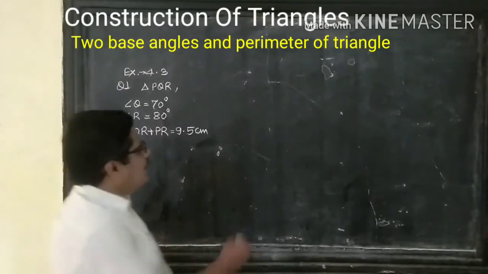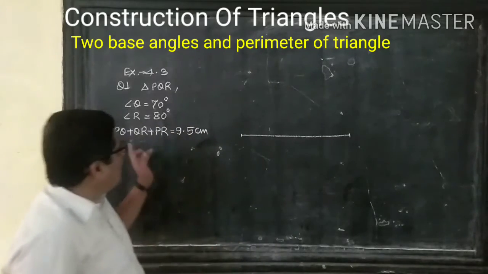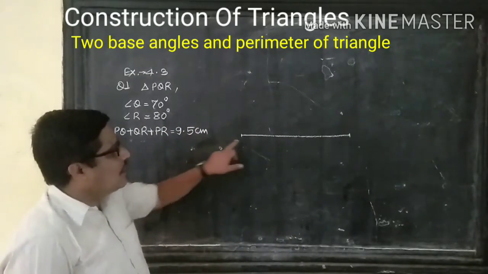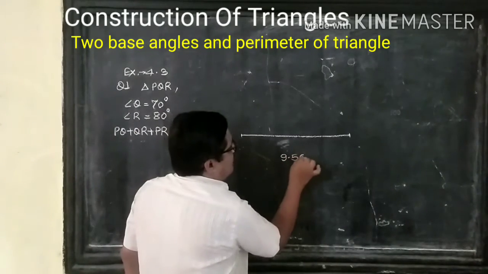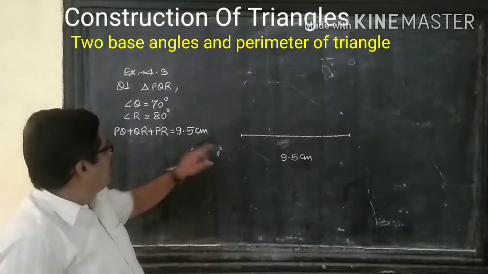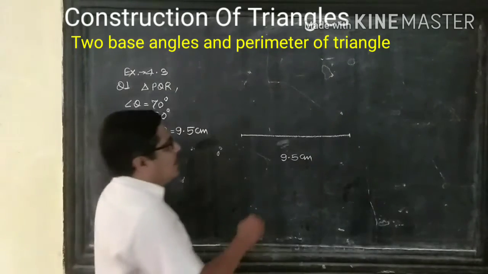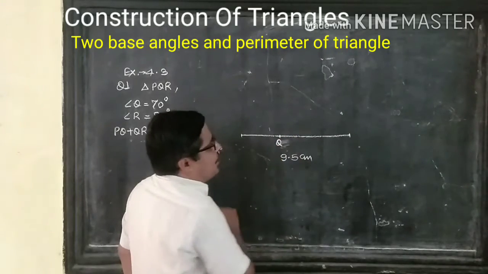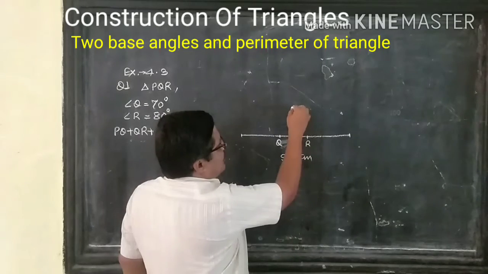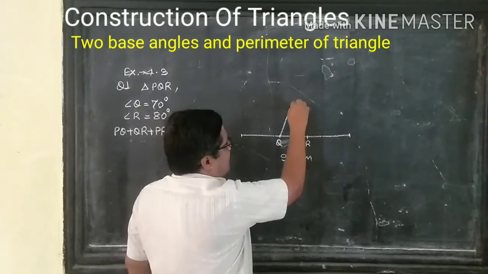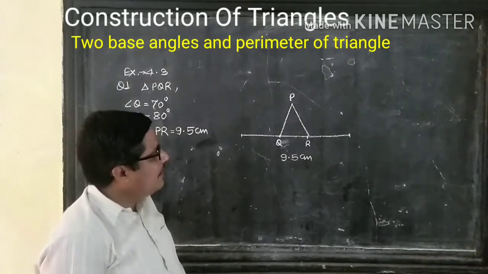Now first of all we have to draw a segment of the length equal to the perimeter length. So here this is a segment of length 9.5. Now here PQ plus QR plus PR is equal to 9.5. Let us suppose that somewhere here point Q is there and somewhere here point R is there. Now somewhere here point P will be. So in this way the triangle PQR is to be constructed in the next step.